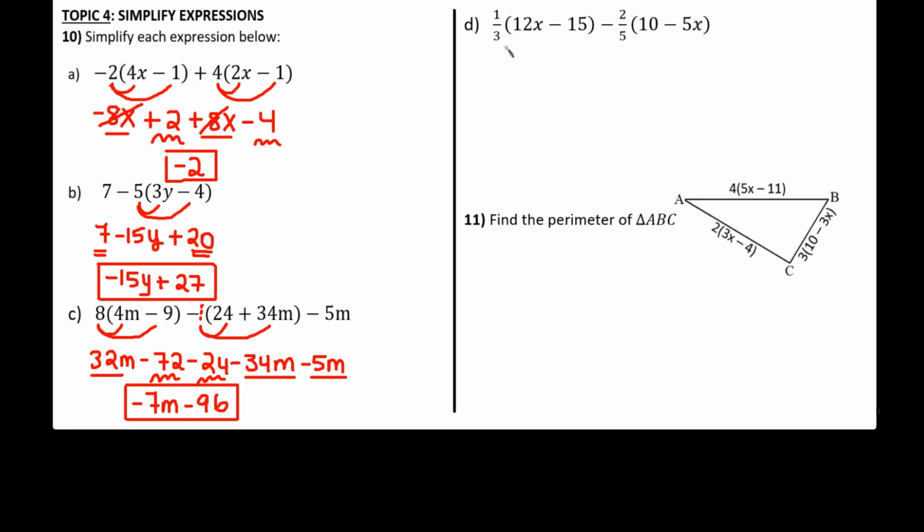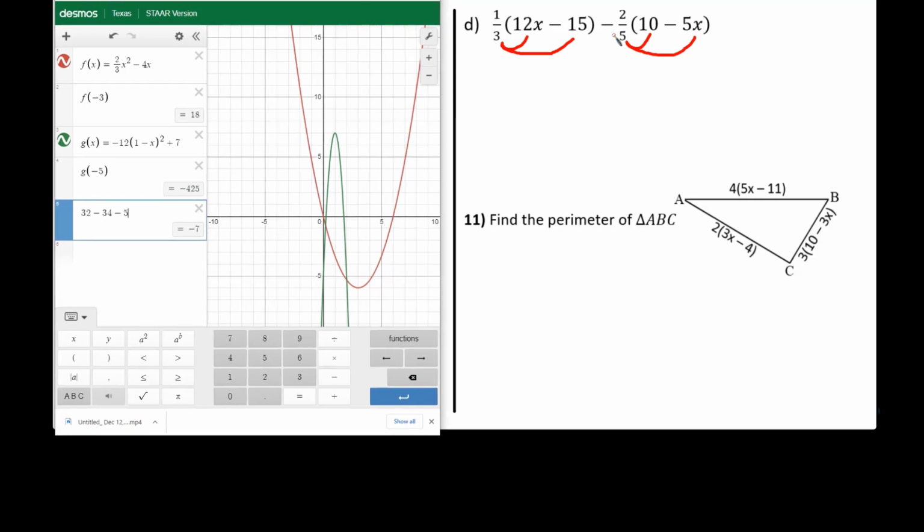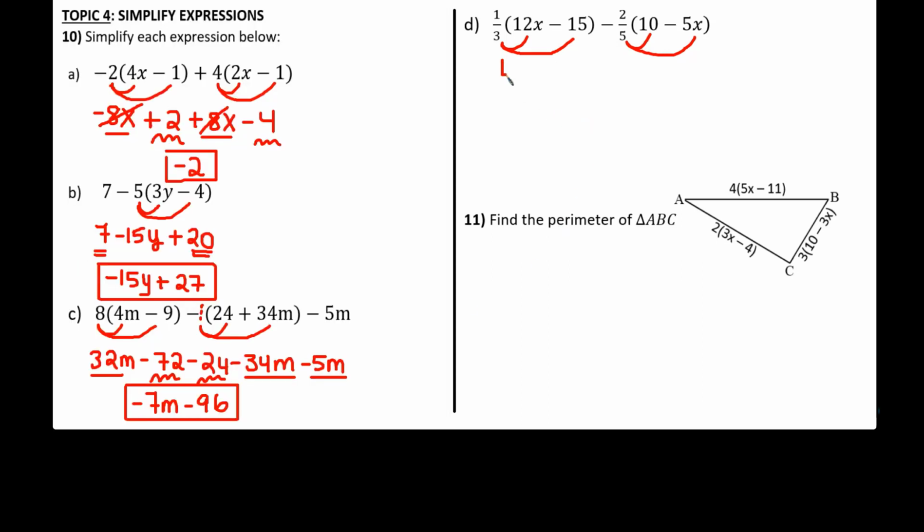The next problem has fractions. So let's go ahead and eliminate parentheses and let's use our calculator. So let me pull my calculator here, put it here to the side. And I'm going to type it in. 1 divided by 3. Please remember that you need to click the arrow to the right times 12. So that means this would be 4x.